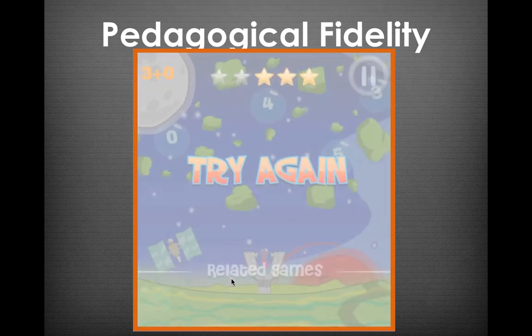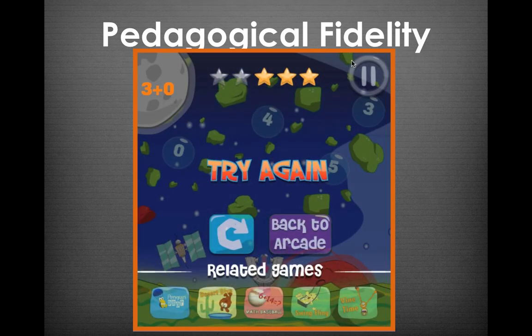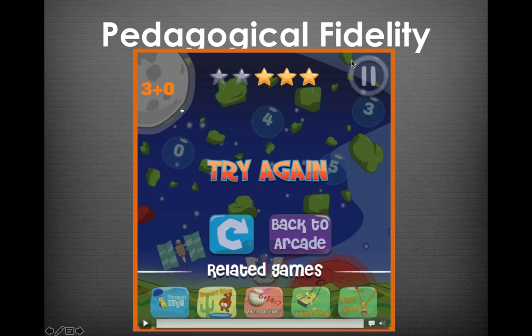Almost. Oh, I lost. So what about pedagogical fidelity with this? What are they really learning? Are they really doing the mathematics? Well, they're solving this problem up here. He had the answer. It was 3, right? Yet, he didn't score. He couldn't get to the 3. So what is he really learning? What is he really doing?